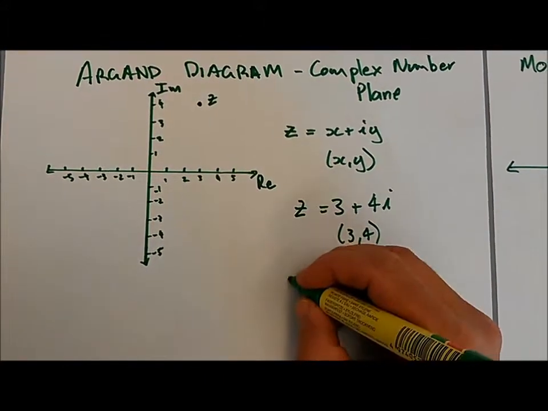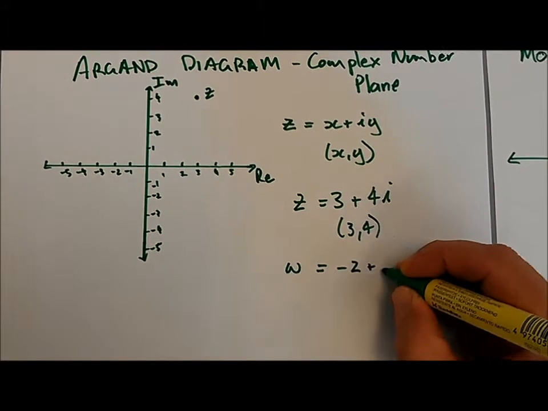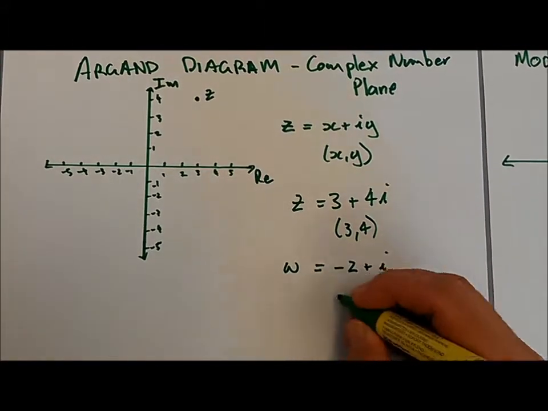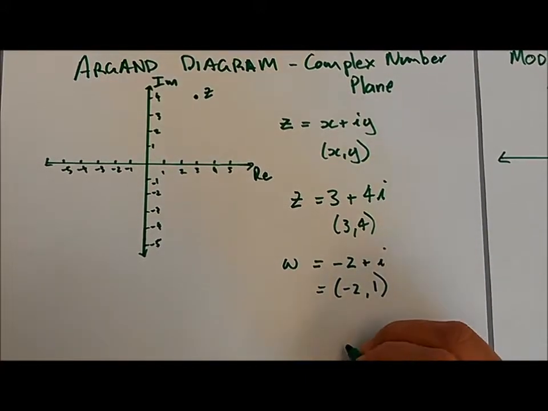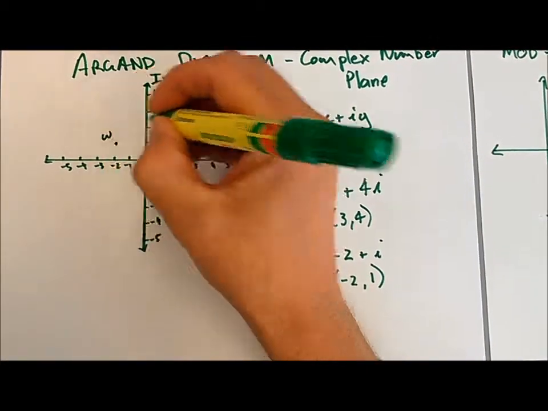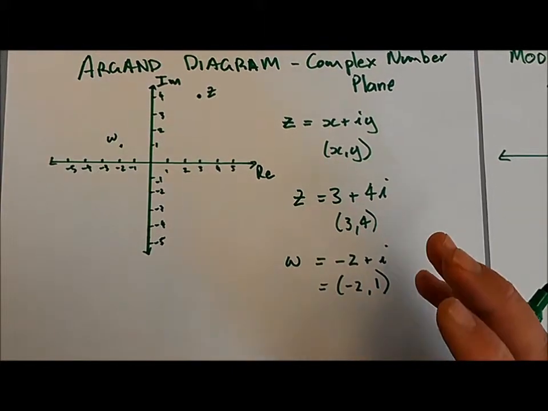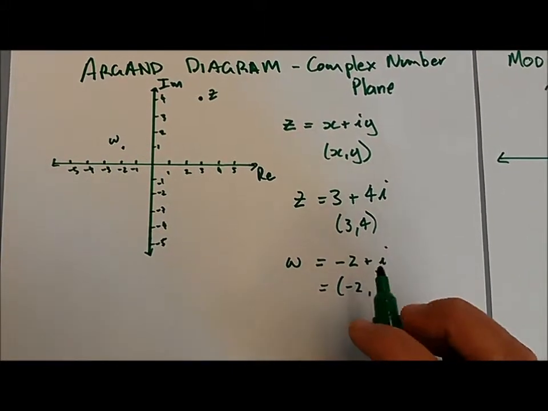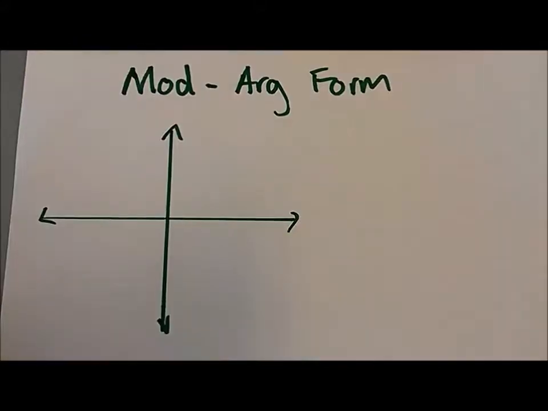If I take a separate complex number, w is equal to negative 2 plus i, I'll represent that as (-2, 1), 1 being the imaginary part, and again just negative 2 and up 1, and there's w. So that's just a nice visual representation of a complex number, thinking of it as its real part and its imaginary part and plotting onto a plane.